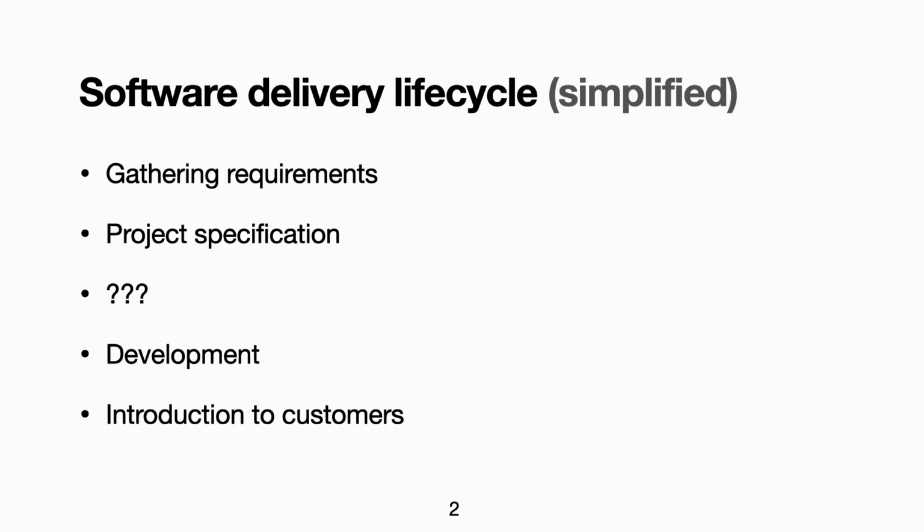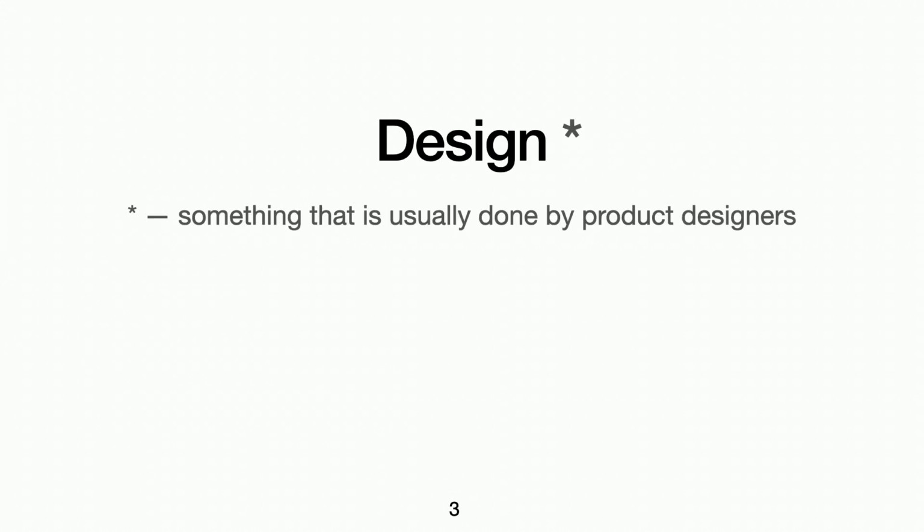Basically, at first we collect the requirements from our customers, and then we build some project specification documentation, the agreements that we came to with our customers about what we are going to build. And after this phase, some magic happens and we can start the development process. And this magic is actually design. This word has a lot of different meanings, but for the purpose of this talk, I will call design something that is usually done by product designers, which is kind of a circular definition, but still.